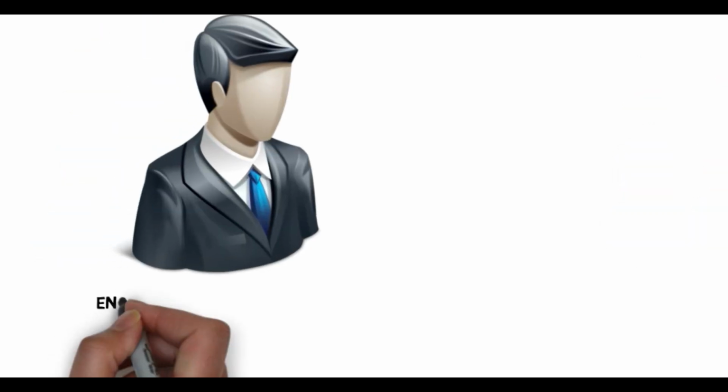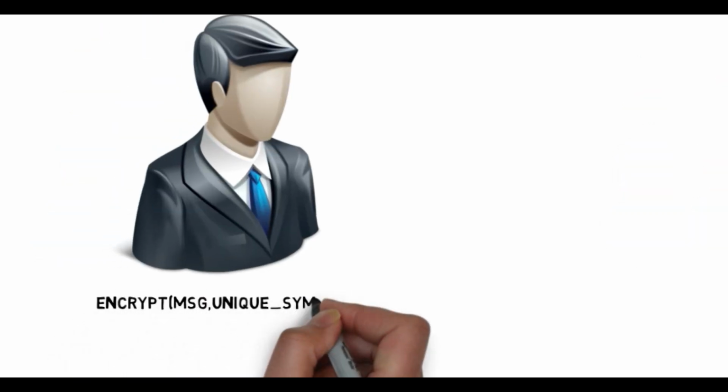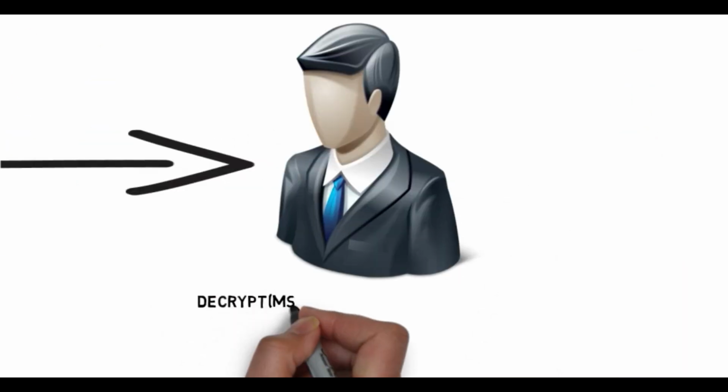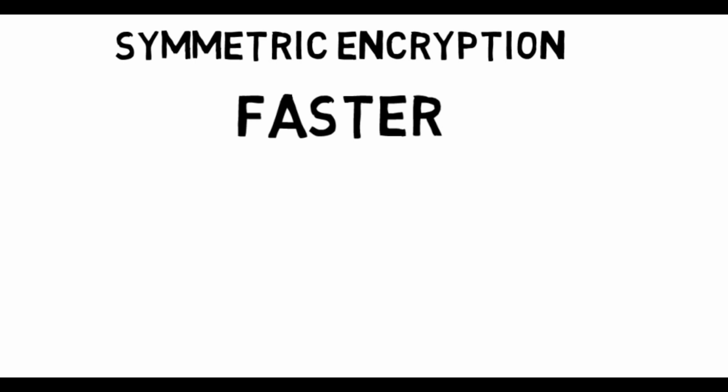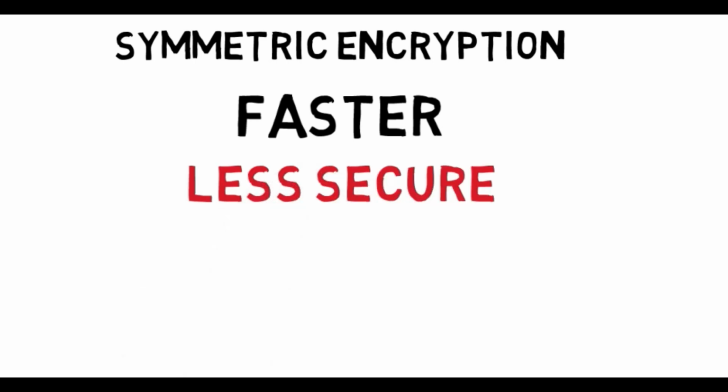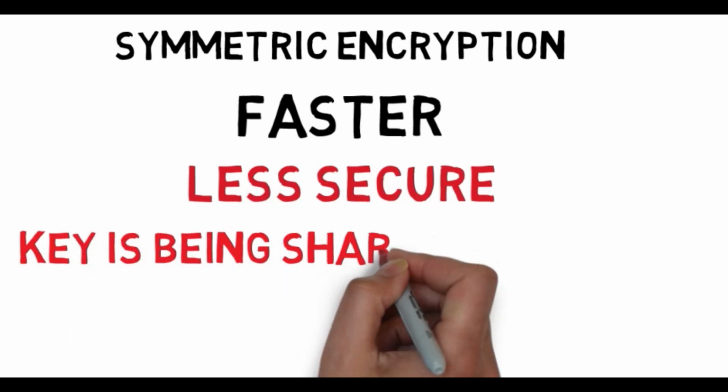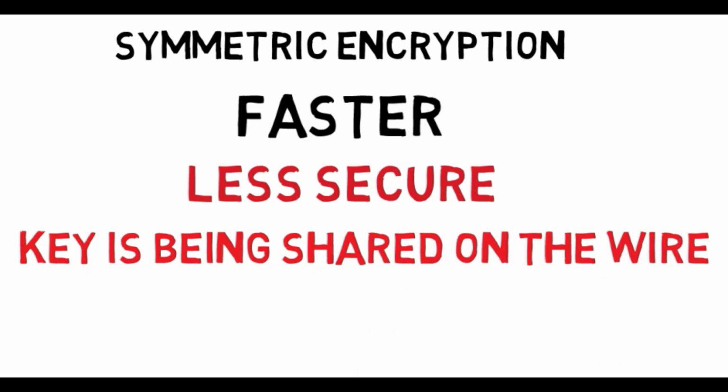So if user A wants to send a message to user B using symmetric encryption, first of all, they need to establish an encryption key. And then user A will encrypt the data with that key, and user B will decrypt it with the same key. That's faster than asymmetric encryption, but it's also less secure, because that key is being shared on the wire, and if someone captures it, he can encrypt and decrypt all the data.